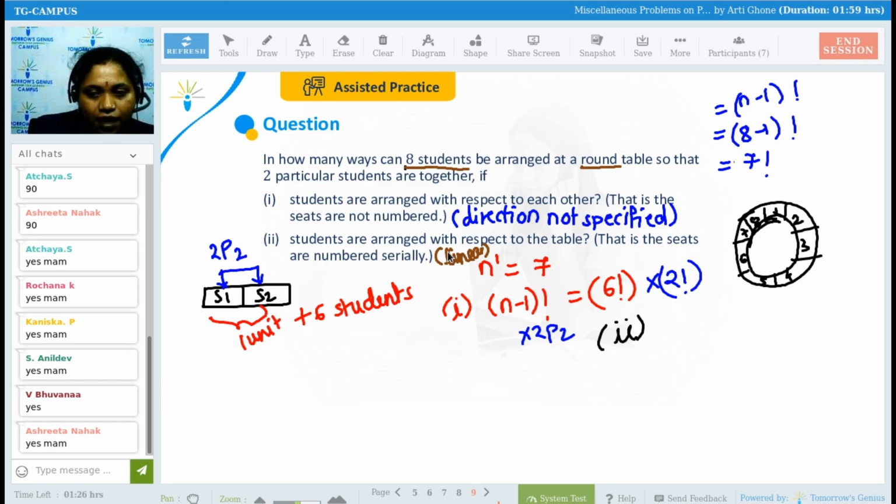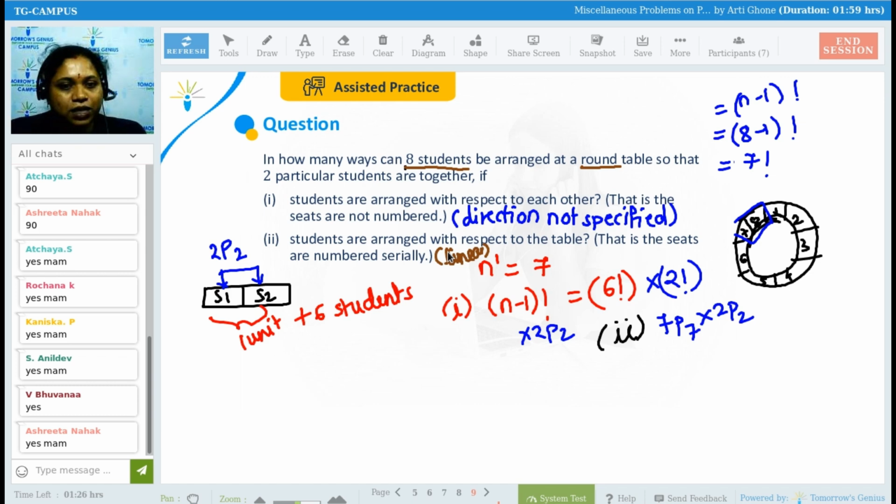So the second one's answer is 7P7 into 2P2. The two students are not changing their togetherness. Clear? Because two particular students are together, that is in the question only. So 2P2 is multiplied with the 7 different places at 7 positions. So it is 7P7, that is 7 factorial into 2 factorial. Clear?